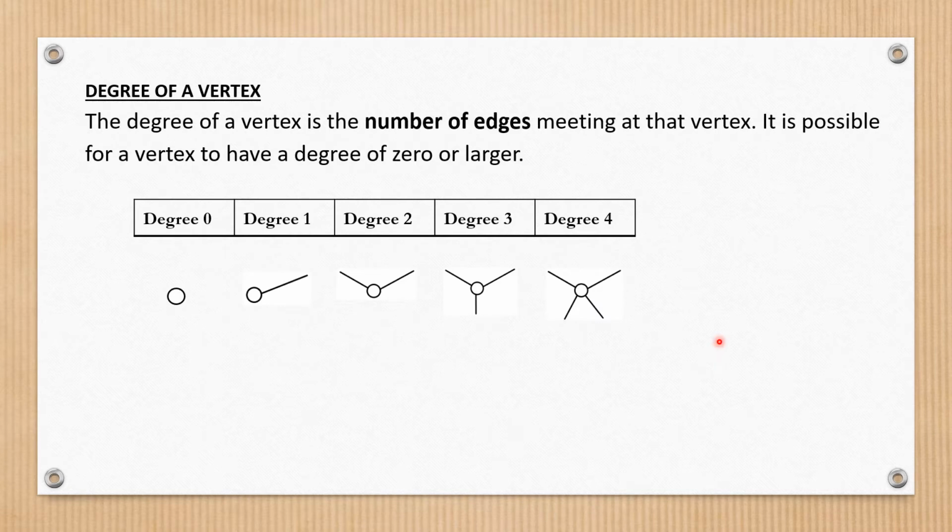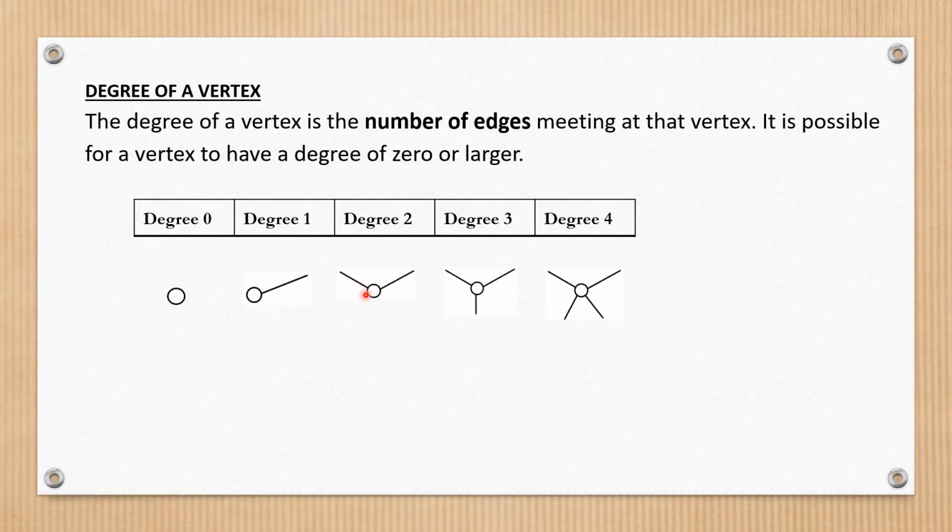Now, what is the degree of a vertex? The degree of a vertex is the number of edges meeting at the vertex. It is possible for a vertex to have a degree of 0 or larger. For example, here we have degree 0 because the vertex does not have any edges incident to it or connected to it. None, 0. In here, the degree of the vertex is just 1 because there is only one edge that is incident to this vertex.